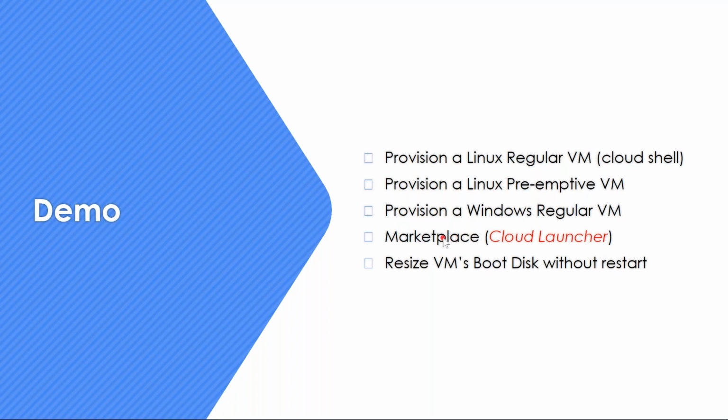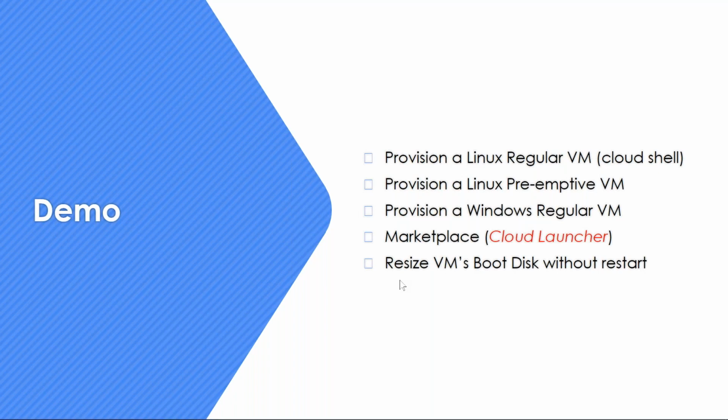And we will use an option called Marketplace, more like our Play Store or App Store kind of thing, where you will get some pre-cooked images which you can easily use. And the last demo is how do we resize the disk. It could be a boot disk, it could be a data disk, without restarting a virtual machine. So five demos is what we are going to see.